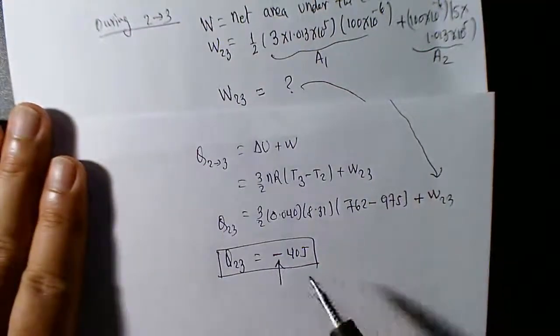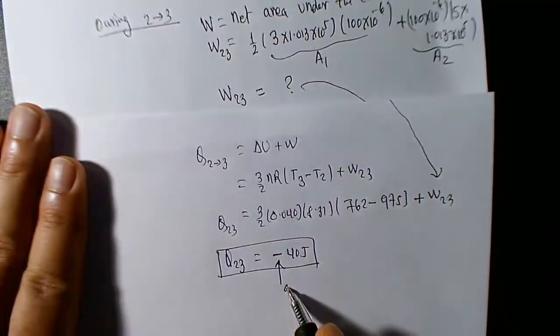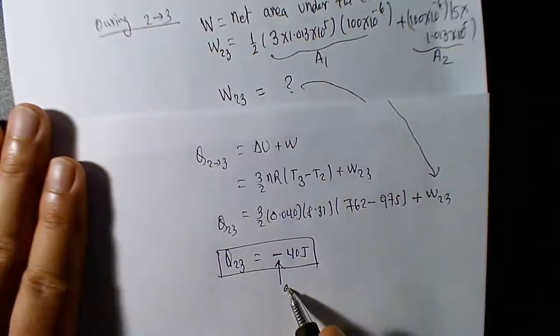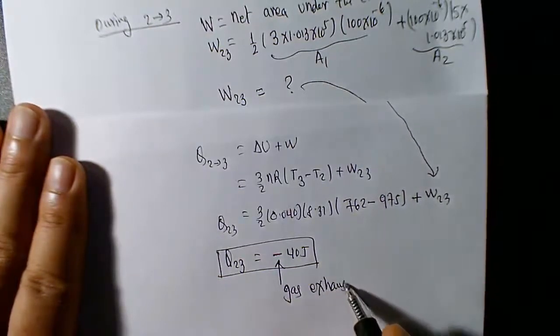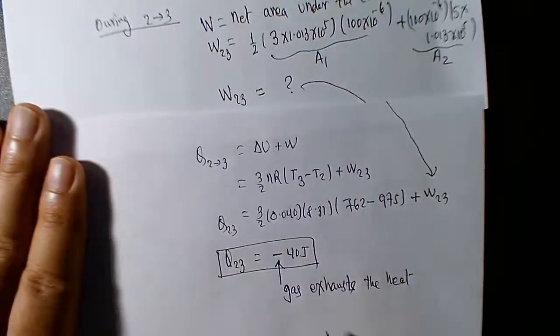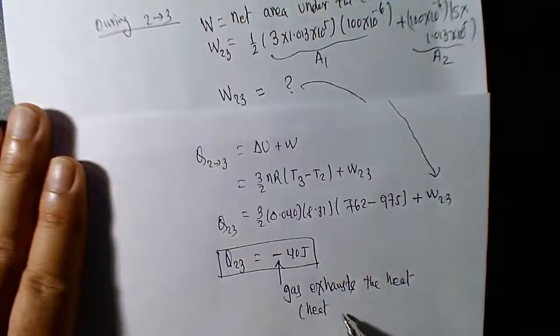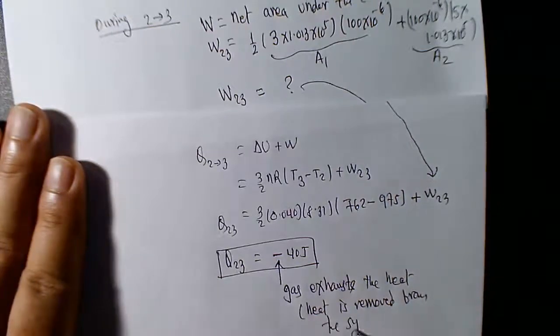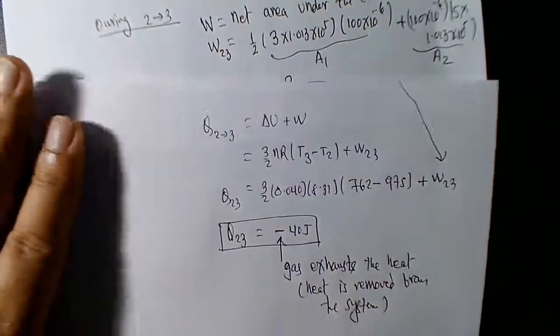So what does it mean? Negative simply means the gas exhausts heat, the heat is subtracted from the system. In other words, heat being negative means it is removed from the system of gas. That's the meaning of negative.